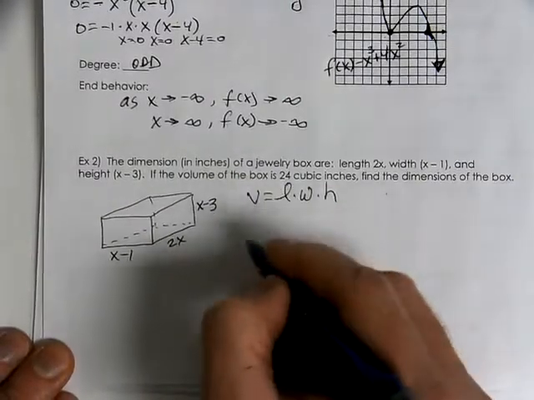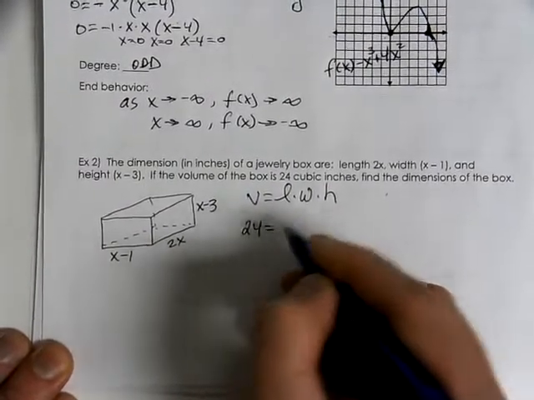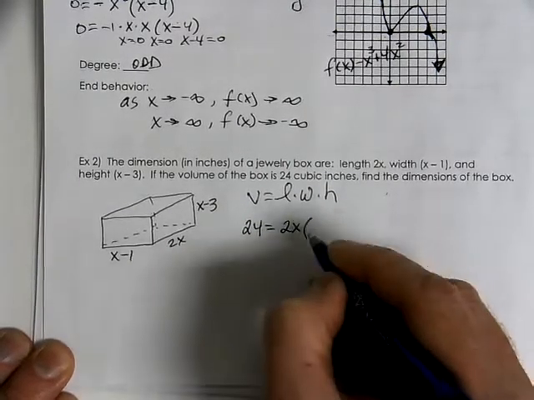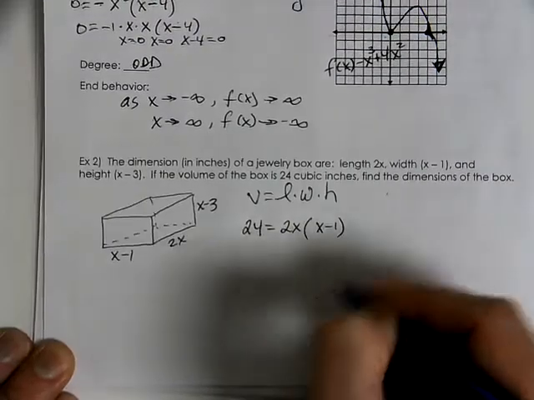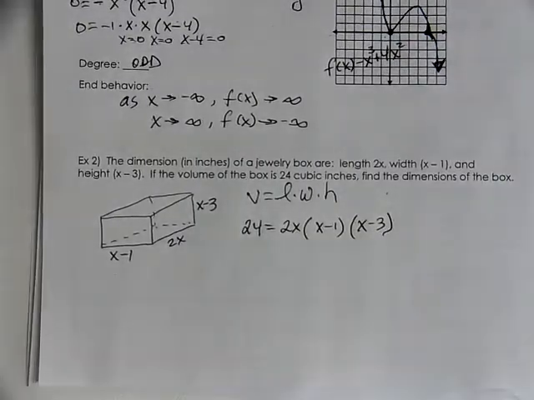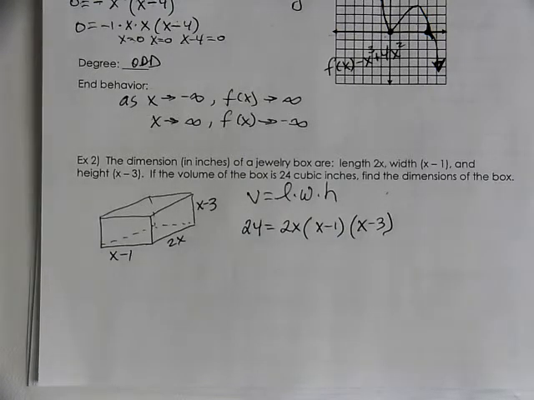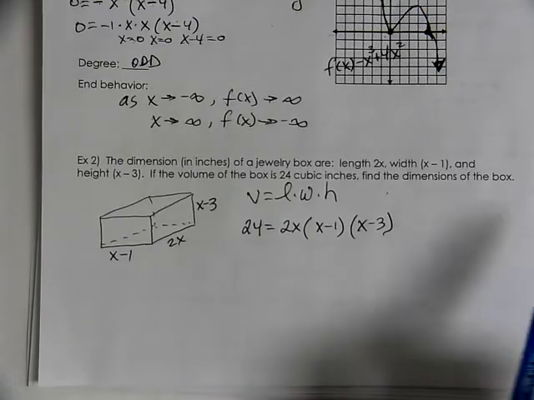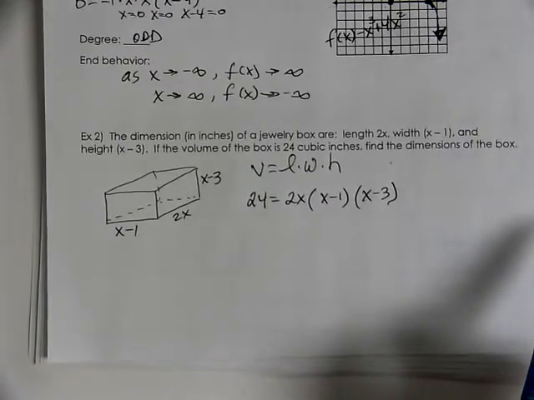So our volume is 24. We have our length, our width, and our height. So we're multiplying the three dimensions to each other, and when we do that, we should get an answer of 24. Now we're trying to figure out, what do we need to do? How can I solve for x in this situation?